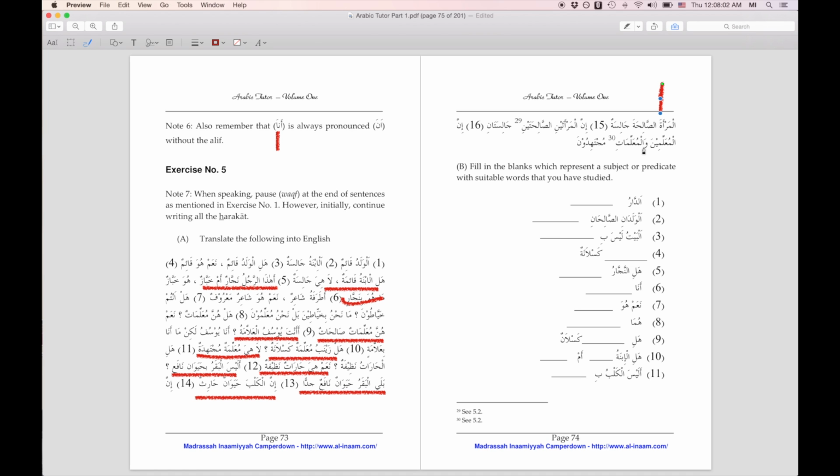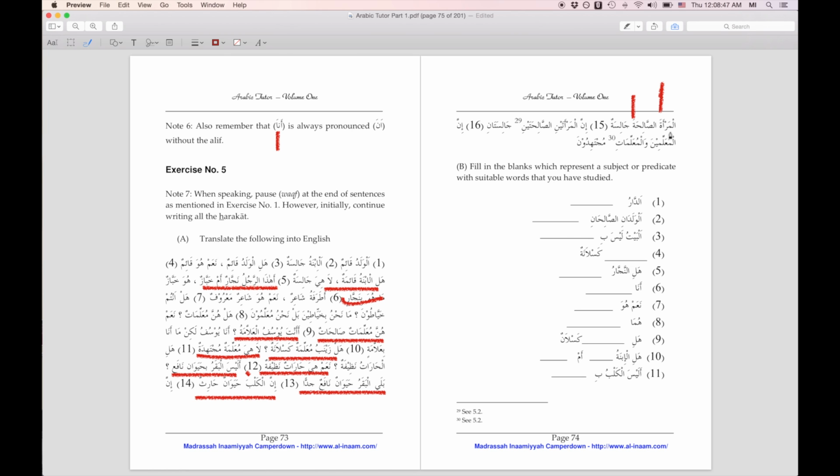What happened is now inna has two ism. That's why both of them have fatha. Before this, on number 13, I missed the number, innal kalba, this was the only ism, or the only subject. But for this one, innal mar'ata as-salihata, both of them are subjects. That's why both of them are affected by the inna. So innal mar'ata as-salihata jalisatun, or jalisa.